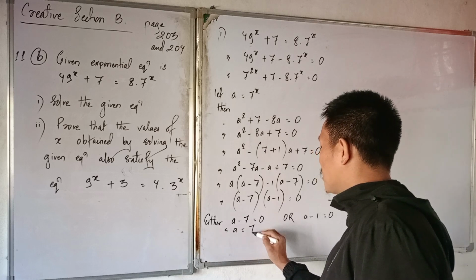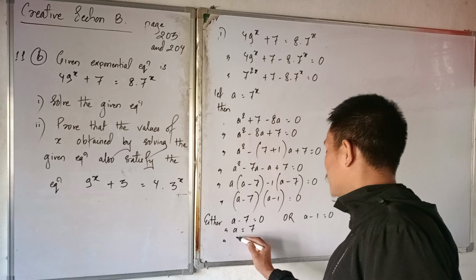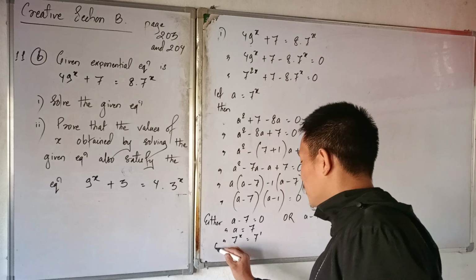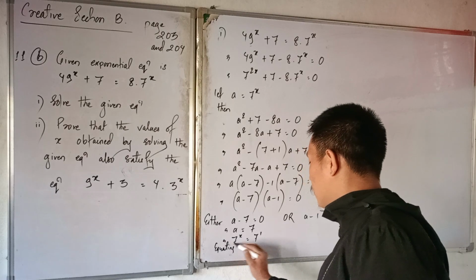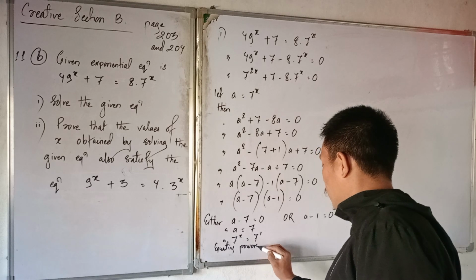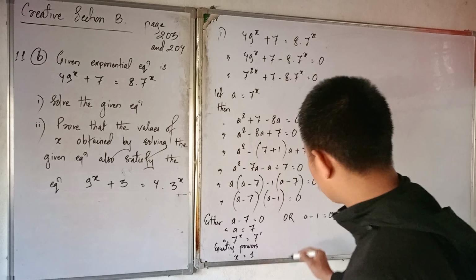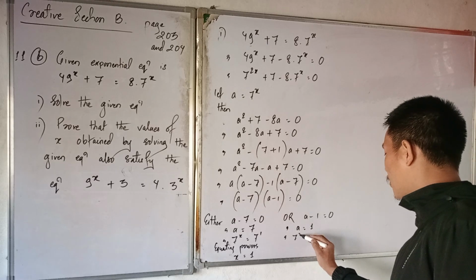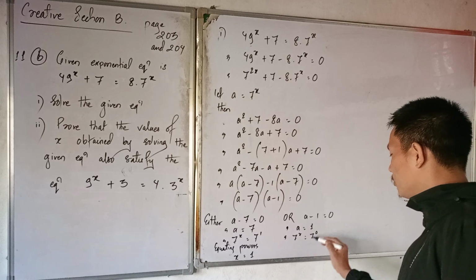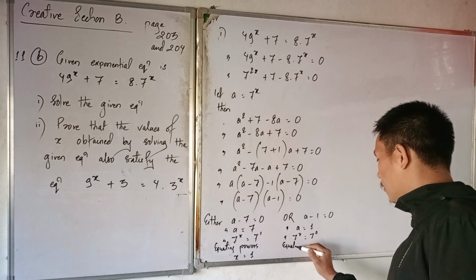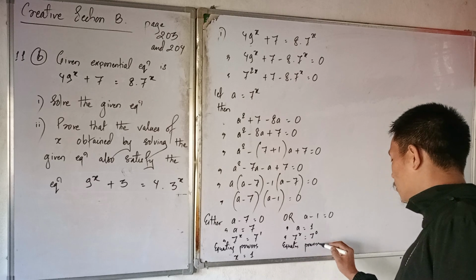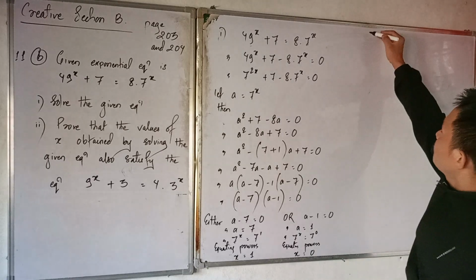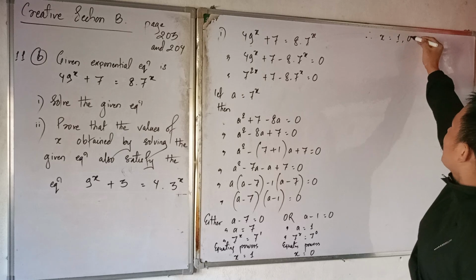You can write a equals 7. Now substitute the value of a by 7 power x. So this will be 7 power 1. Equating powers, you get x equals 1. Similarly, a equals 1, or 7 power x equals 1, now 7 power 0 will be 1. Equating powers, you get x equals 0. So here are two values. Therefore x equals 1 and another is 0.